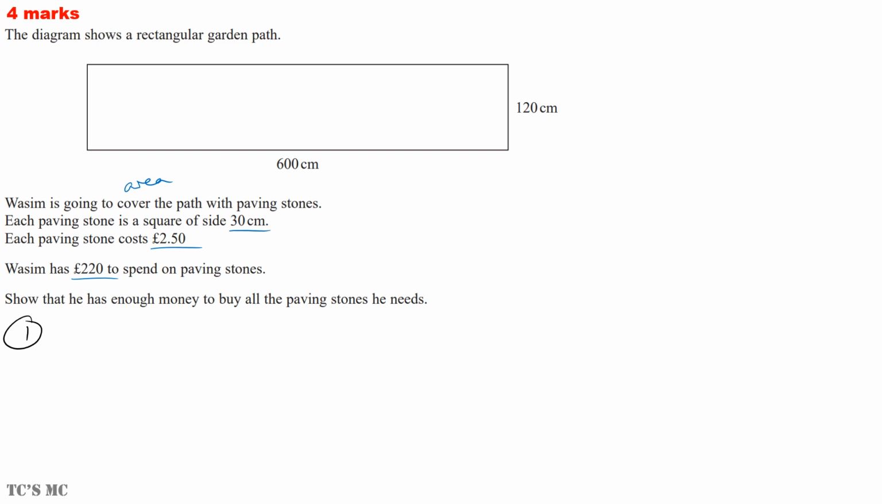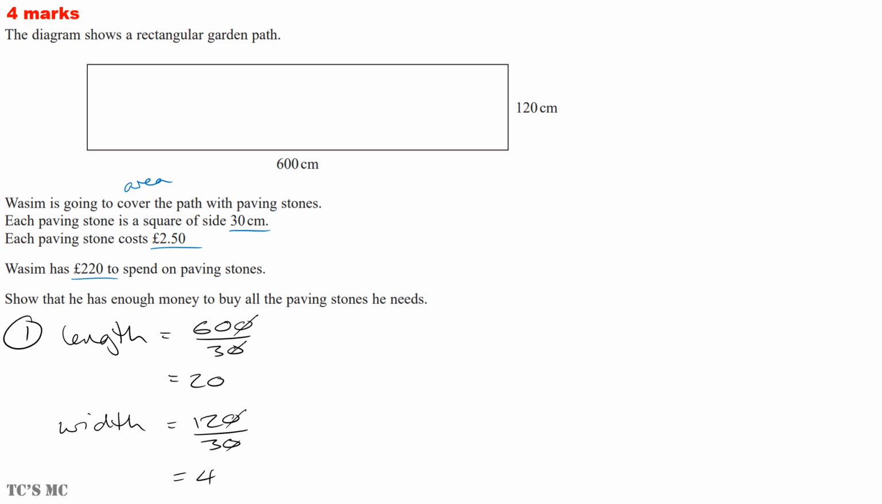Along the length, he will need 600 divided by 30 because each one is 30 centimetres. So he will need 20, and that gets me 1 mark. Along the width, his width there is 120, each square is 30, so that gives us 4. Because we've worked out the length and the width, that gets us 1 mark. You only need to work out 1 for that 1 mark.